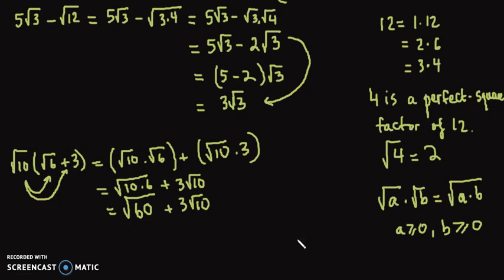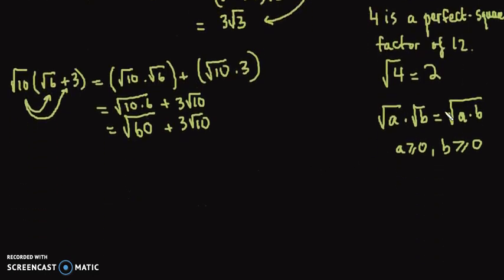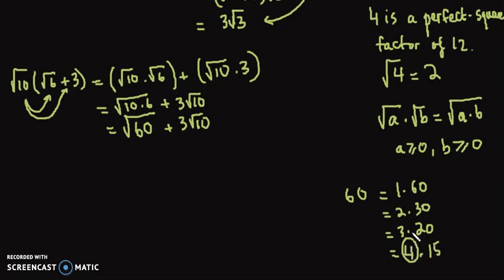Now, again, in this case, like square root of 12, you need to find a perfect square factor of 60. Okay, so for 60 we would have 1 times 60, 2 times 30, 3 times 20, and 4 times 15. Again, we have 4 as a perfect square factor of 60.